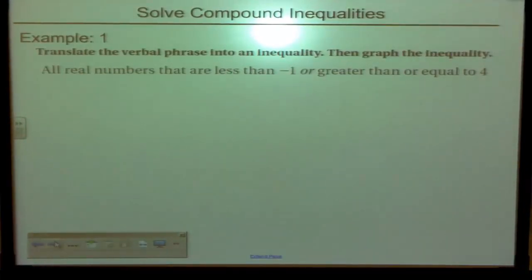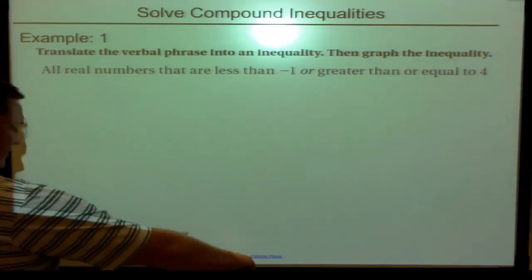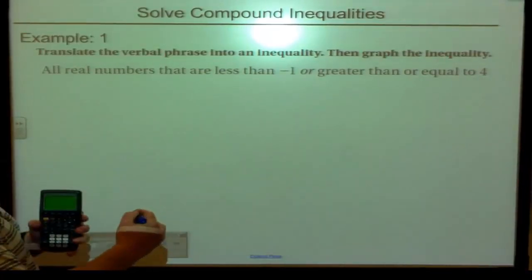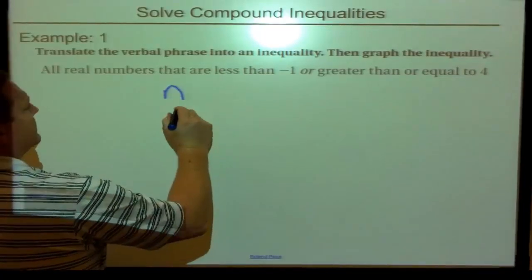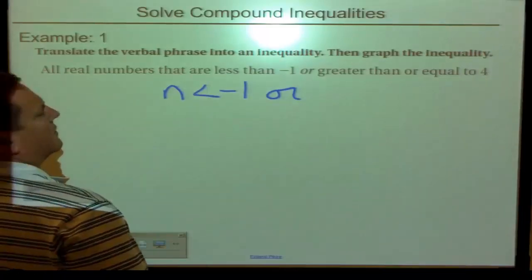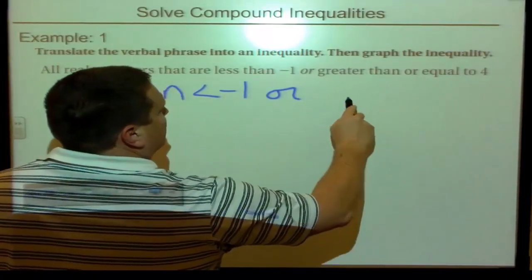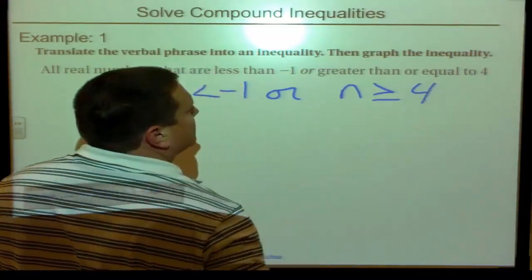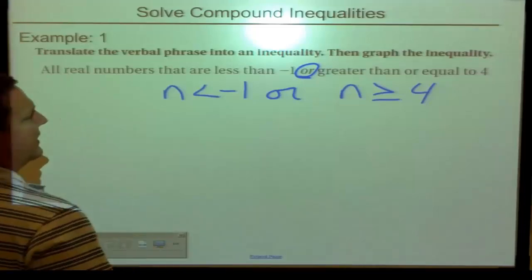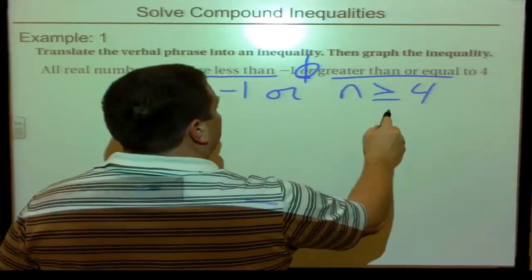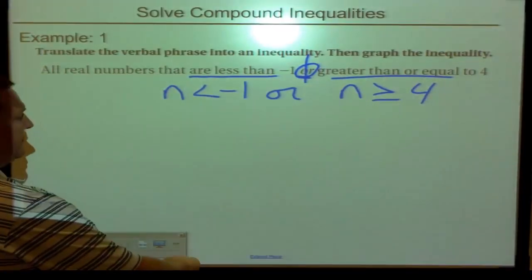Example 1, translate the verbal phrase into an inequality, then graph the inequality. All real numbers are less than -1 or greater than or equal to 4. Let's use n for our variable. So n is less than -1 or n is greater than or equal to 4. You see that this is an italicized or. So that's the distinction between this side and this side. That's our two inequalities. I'll go and graph these.